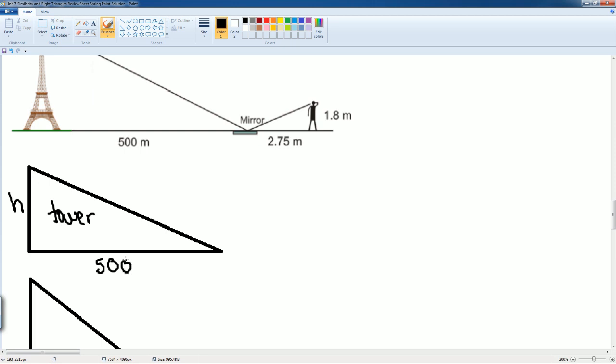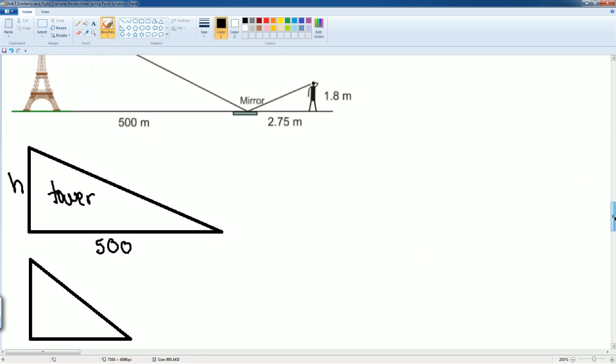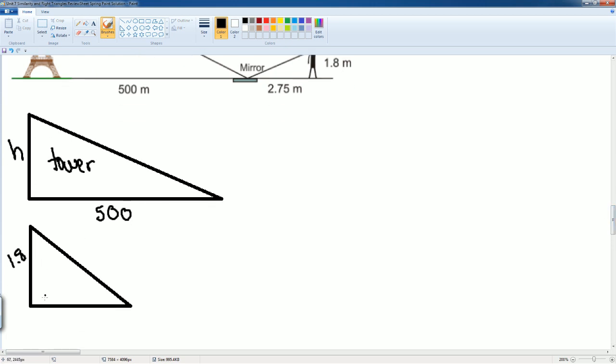Then we see the student Juan. This is Juan. We know Juan is 1.8 meters tall, and he is 2.75 away, and this is Juan. Notice these are right triangles that we can now compare.